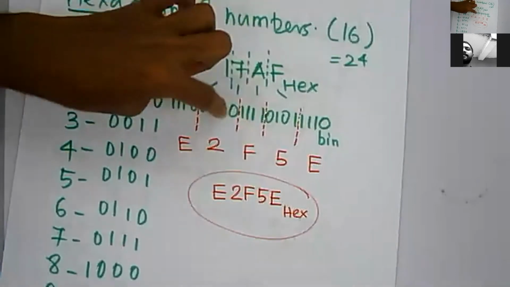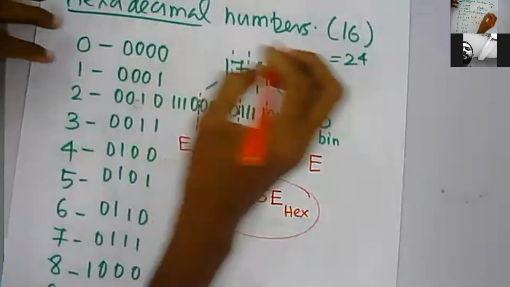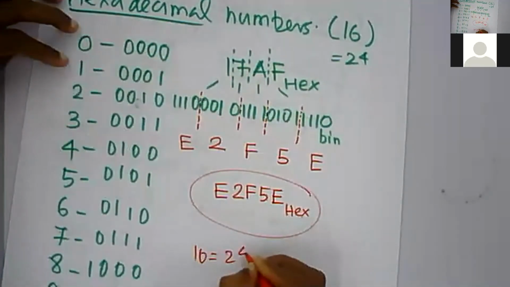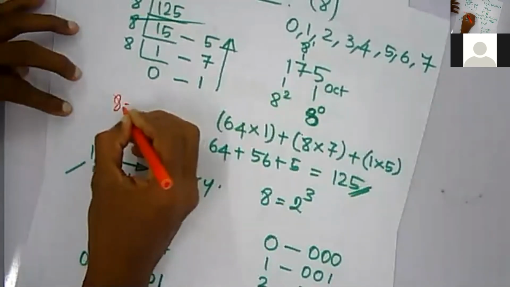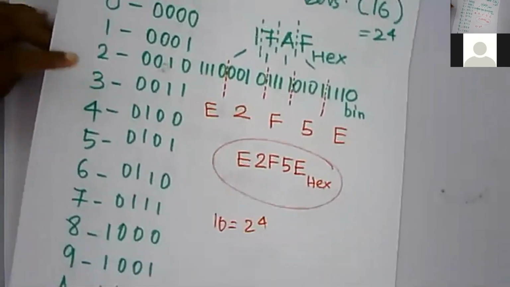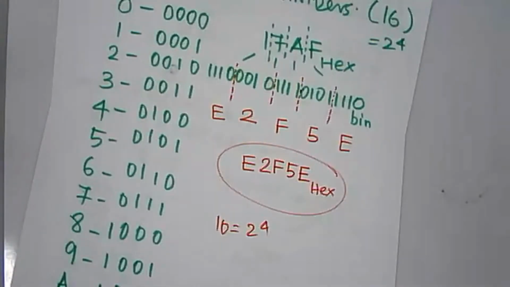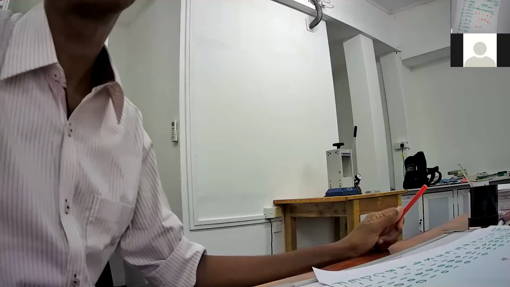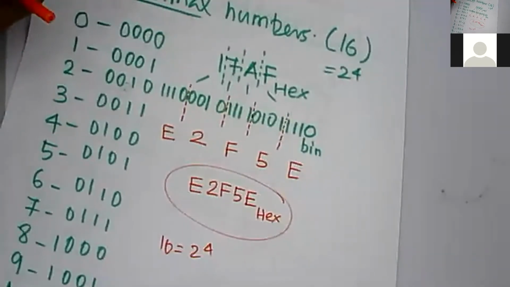So hexadecimal to binary and binary to hexadecimal is simple, because 16 I can write as 2 to the power 4, and 8 of octal, of course, I can write as 2 to the power 3. That's why we are grouping into 3 there, and here we are grouping into 4. So that's all about number systems.